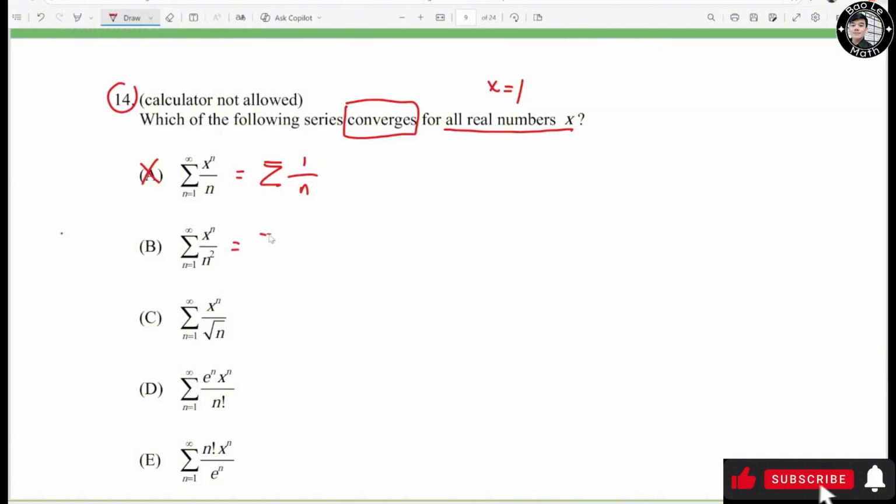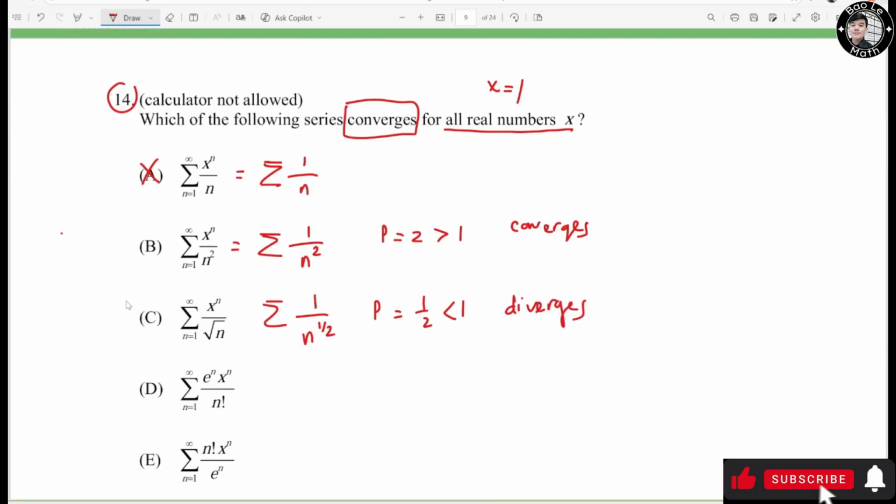Now this turns out to be the series 1 over n squared. This is actually a p series, right? Where p equals 2 is greater than 1. So this converges. C is going to be 1 over n to the power 1 half, right? And this is a p series where p equals 1 half is less than 1, so it diverges, right? So this is wrong. Remember, B could be right or could be wrong, because we just checked s equals 1. It says all real numbers s, so be careful.